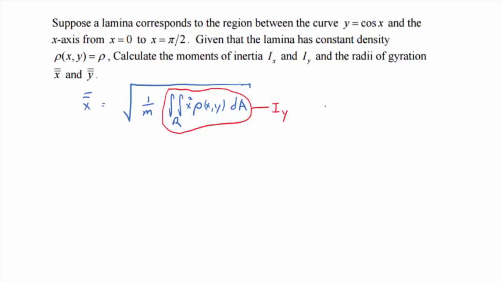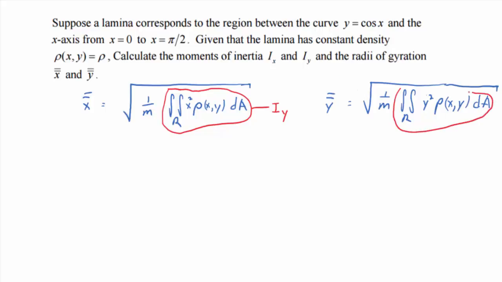And then similarly, y double bar is the square root of 1 divided by the mass, remember m stands for the mass, times the double integral over R of y squared, rho of xy, and then we need that dA on the end. And this guy in here is I sub x.